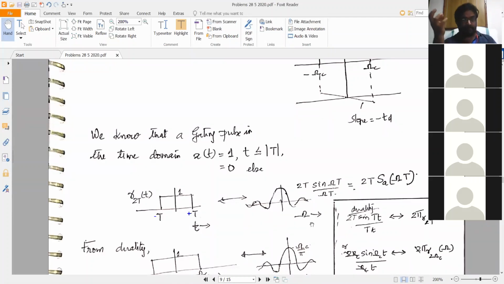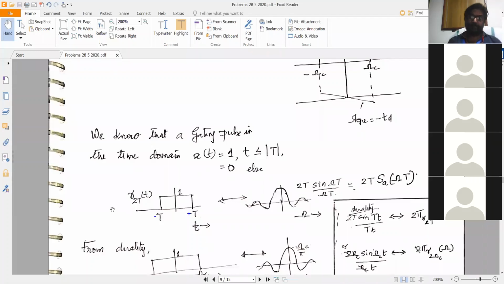And this sampling function or sinc function assumes very great significance when we discuss the sampling theorem, and specifically when we see the reconstruction of signals from samples of a signal. So we will discuss that later. So this sampling function and sinc function is very important. The sampling function is also known as the ideal interpolating function. We will discuss all that later.